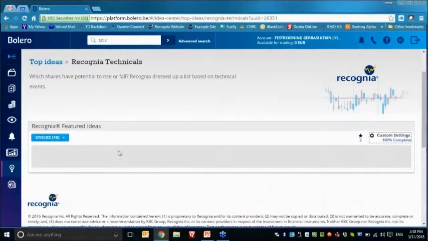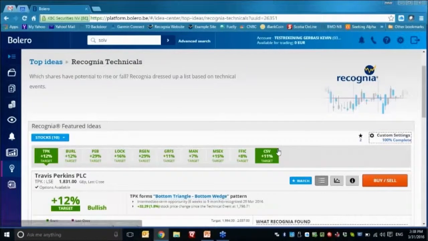I can say done. What happens is we'll now re-customize these ideas based on what you've told us, and every day we'll remember your custom settings and try to present to you ideas that are tailored to your interests. So notice now all these ideas are green because I said I only want bullish ideas. So please try the featured ideas out. I'm sure it's going to give you some interesting things to think about.